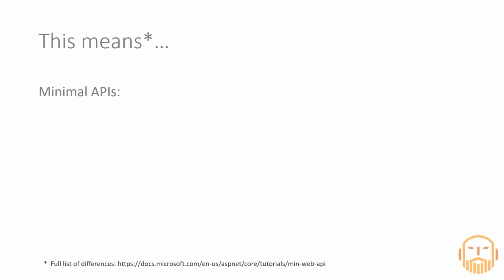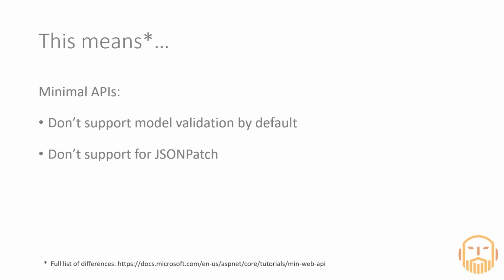So what that really means is minimal APIs don't support model validation by default. You can validate your models using minimal APIs, but you have to add it in explicitly. It's not part of any built-in framework. You would have to pick a framework in which to validate models or roll your own. They don't support JSON patch. We'll talk a bit more about that in a minute.